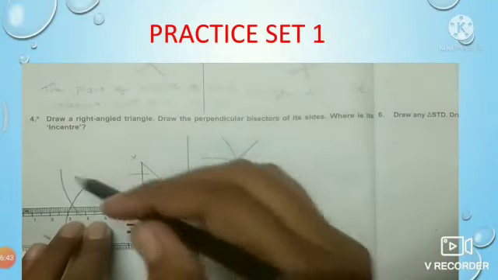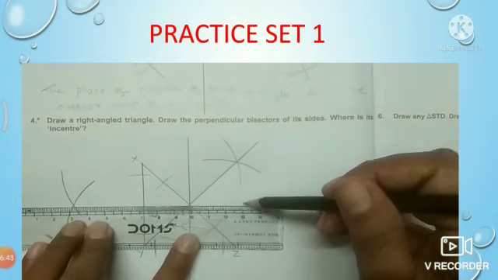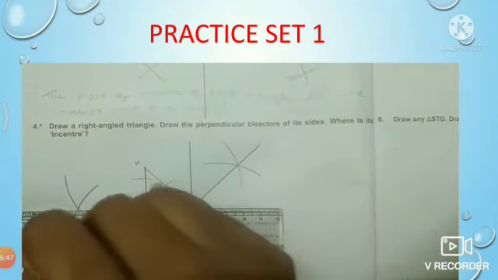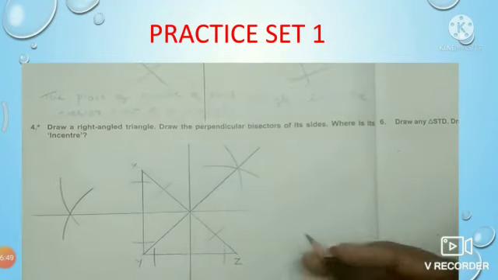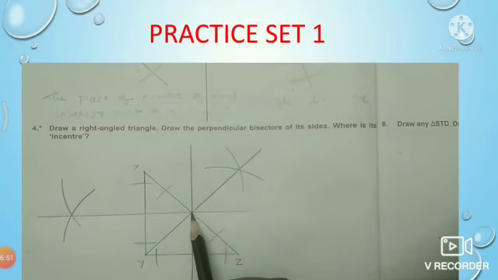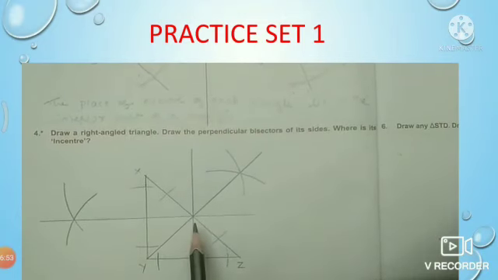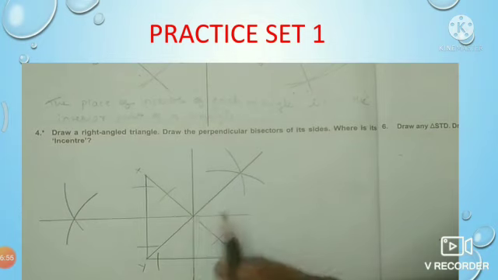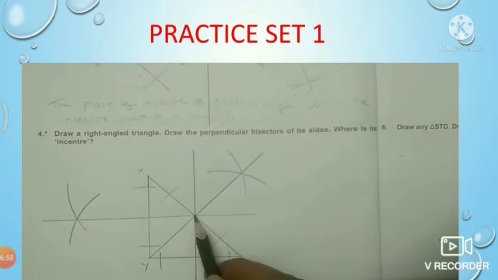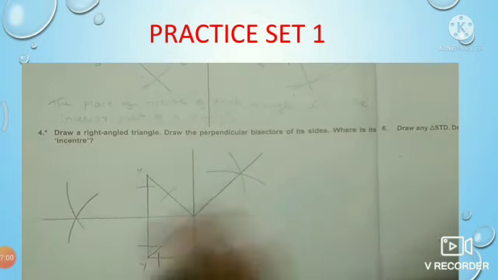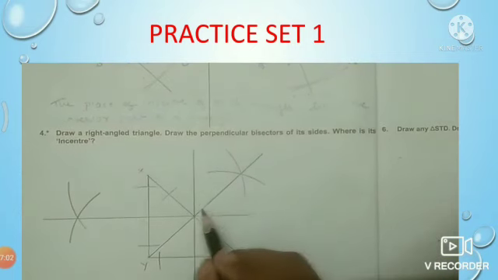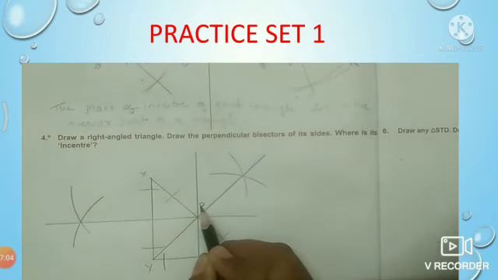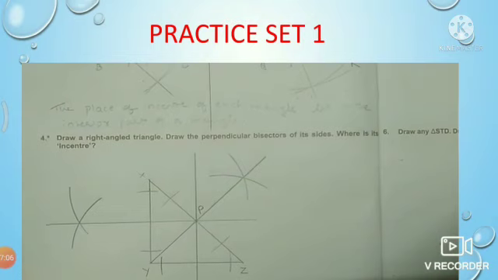Now students, here your three bisectors should intersect at a single point. This is very important. Now here our three bisectors are intersecting at a single point. So here we will give the name P. Now we have to find out the incenter.